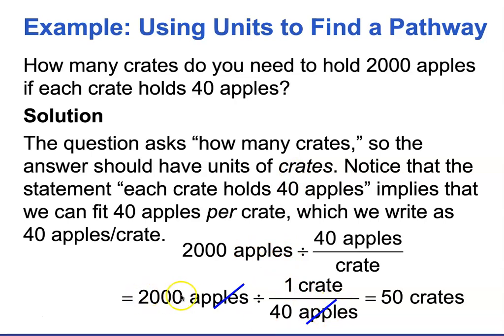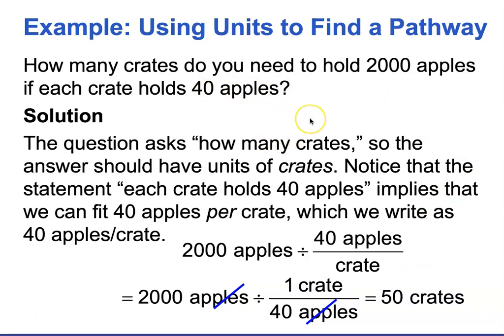So then that would be 2,000 divided by 40. Apples cancel, and I get 50 crates, or how many I'm going to use for 2,000 apples. Now, I know some of you do this in your head and you're setting this up and think this is just too complicated, I can do it easier on my calculator. I knew that I was going to take 2,000 and divide it by 40, and that's fine.